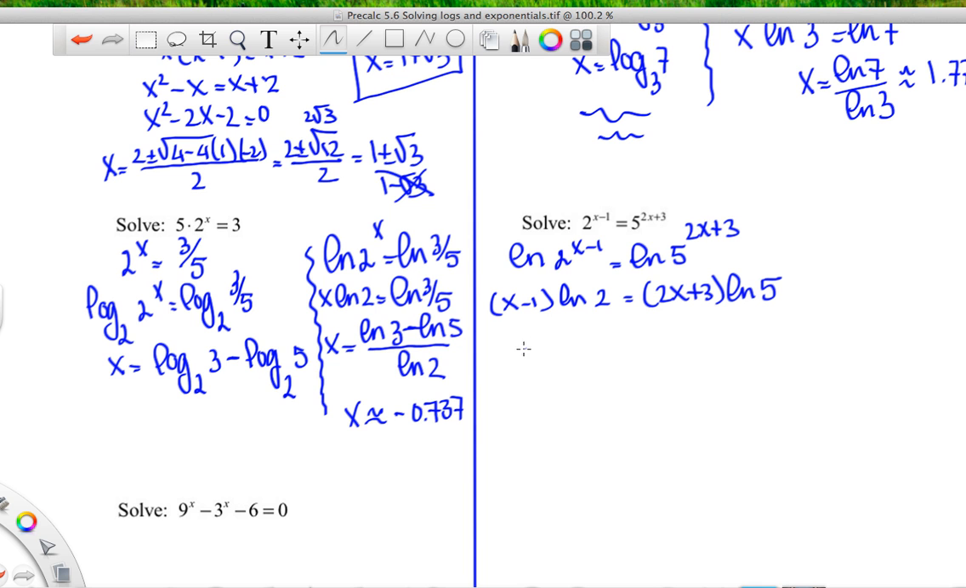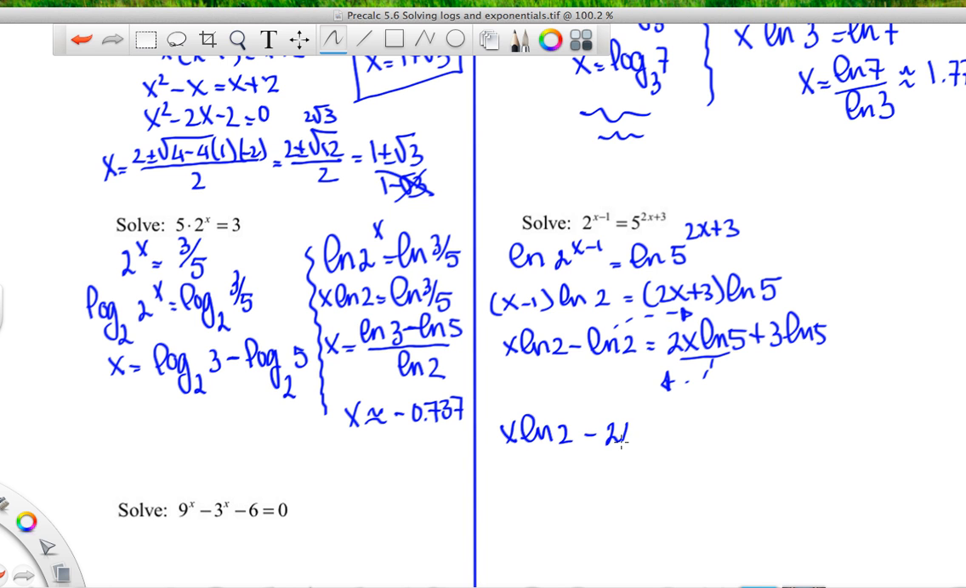Now you need to get all things with an x on one side, so that means you're going to distribute first. So it's x ln 2 minus 1 times ln 2, that's just ln 2. And then here it's 2x ln 5 plus 3 times the ln 5. So this one needs to go to that side, and this one needs to go over here. So I get x ln 2 minus 2 times x ln 5 equals 3 ln 5 plus ln 2. The x's are common here and here. That means you can factor. Take out 1x, that leaves you with ln 2, minus the x is gone, so it leaves 2 ln 5.